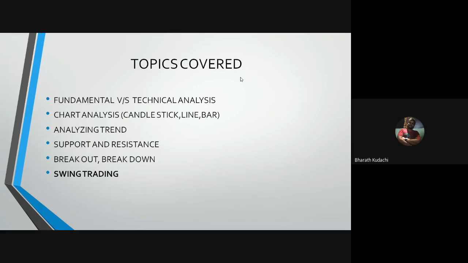Now, why have I put swing trading at the last? This is the main thing that I want to tell you all today, swing trading. And in order to understand that, you will have to understand trend line, support, resistance, breakout, breakdown, and also fundamental and technical analysis. These are two types of analysis that are broadly classified in investing. That in itself is a very vast topic, so it requires a huge lot of time.